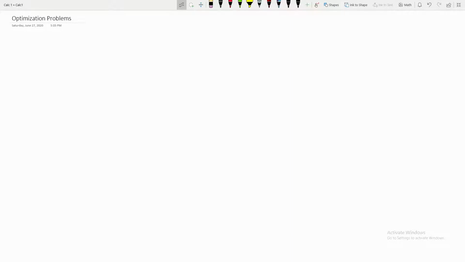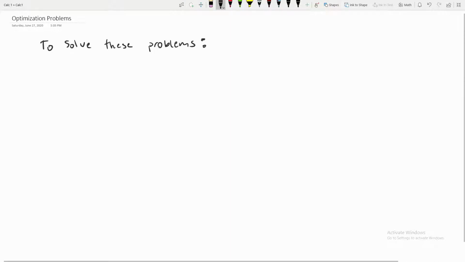But basically, to solve them, we must meet a few criteria. One, we need to understand what needs to be optimized. After we figure out what needs to be optimized, we need to figure out what formula we can use to maximize that something. And again, I'm referring to that something, but we'll see a lot of the times, it's area or volume.